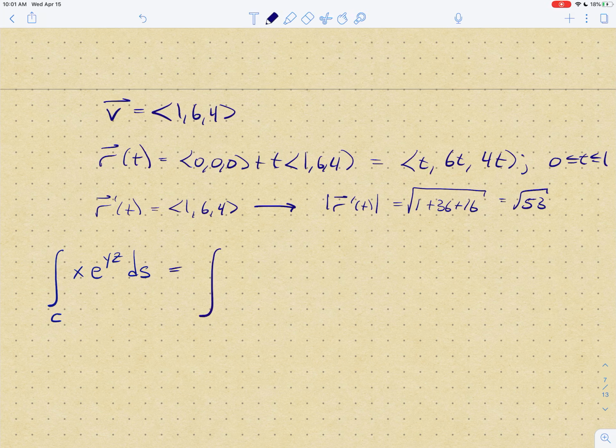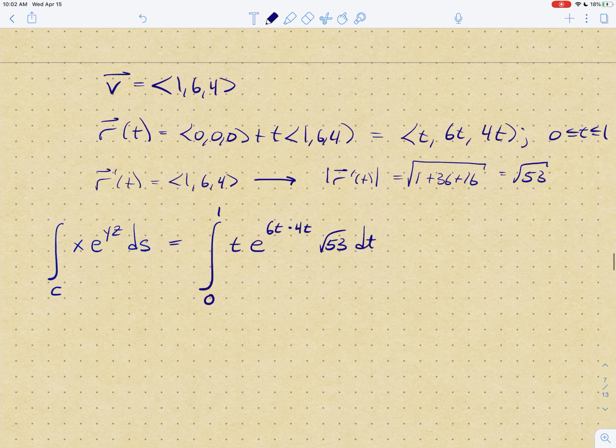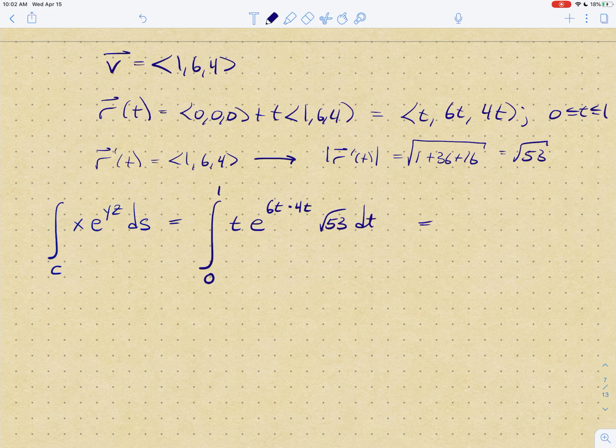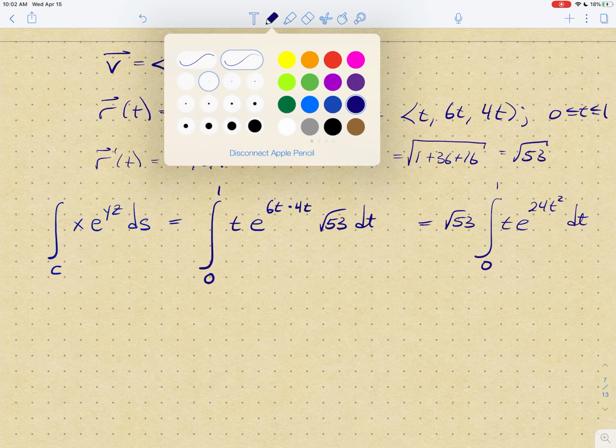So let's just go real slow here. The integral is going to go from 0 to 1. That's coming from the bounds on t. X becomes t, e to the yz. Y is 6t. Z is 4t. You multiply by the length of r prime, which is root 53, dt. Of course, you're going to clean this up a little bit and write this as the square root of 53 times the integral from 0 to 1 of t e to the 24t squared dt.